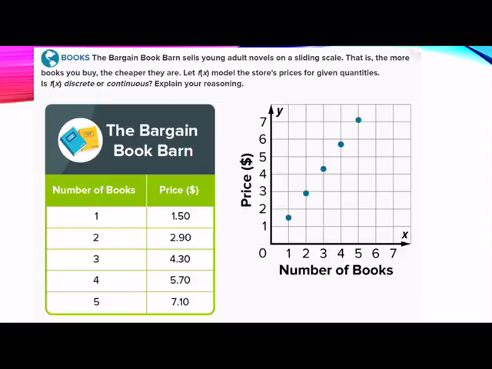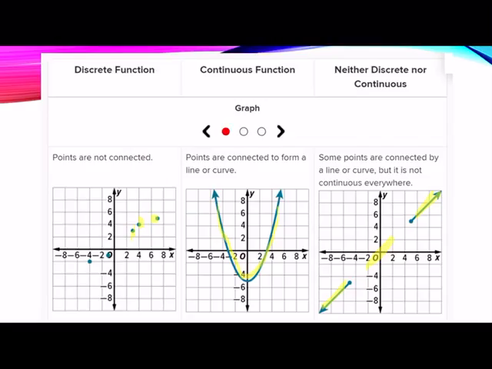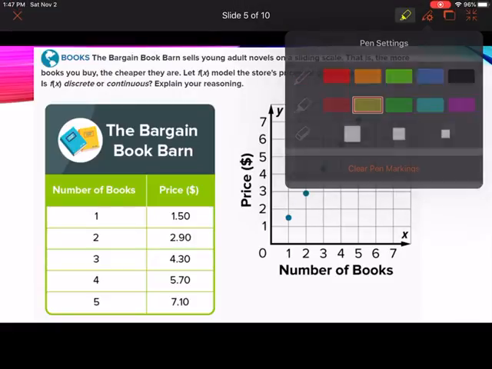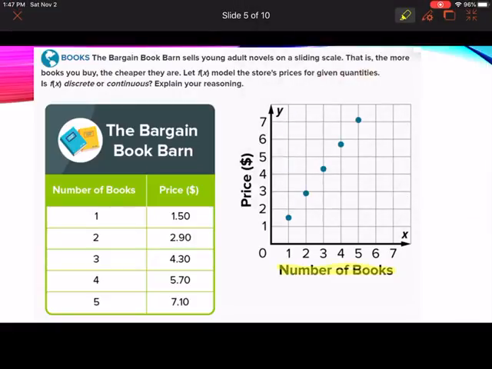So the Bargain Book Barn sells young adult novels on a sliding scale. That is, the more books you buy, the cheaper they are. The model of the store prices for the given quantities is f of x, discrete or continuous. We need to explain. So here we have number of, let's go back. Here we have number of books down here at the bottom.